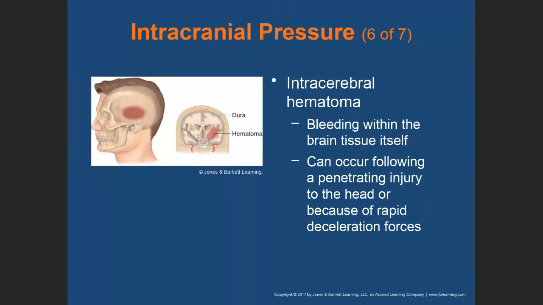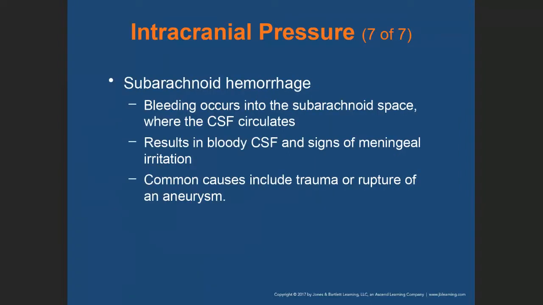Now, intracerebral hematoma. This is bleeding inside the brain tissue itself. So this is literally inside of the brain itself. Bleeding within the brain itself can occur following a penetrating injury to the head or because of rapid deceleration forces. Then you have your subarachnoid hemorrhage.